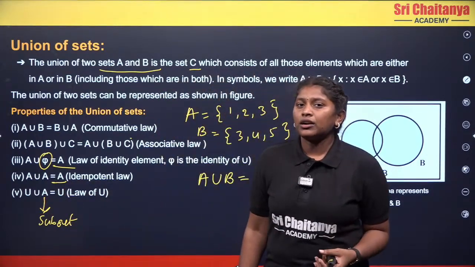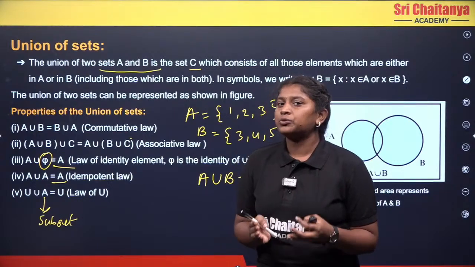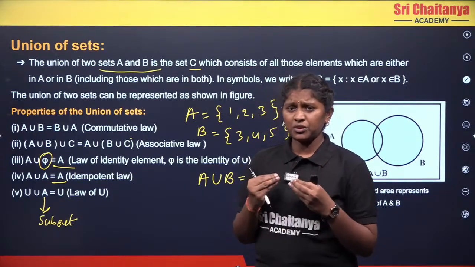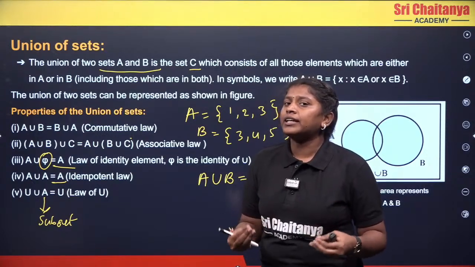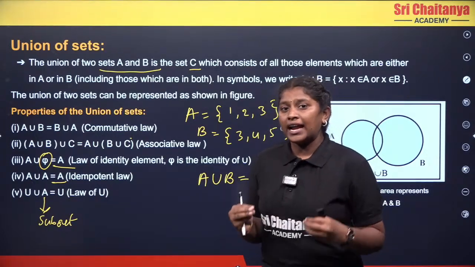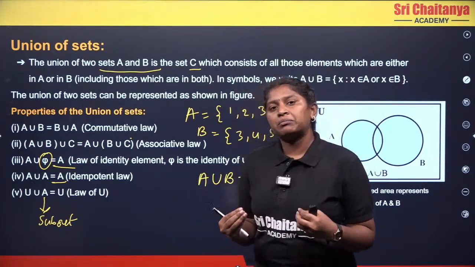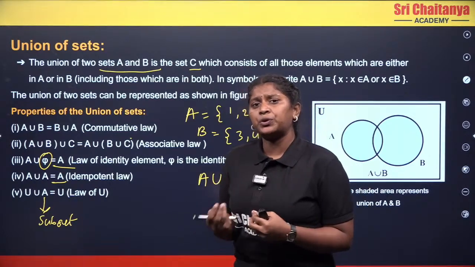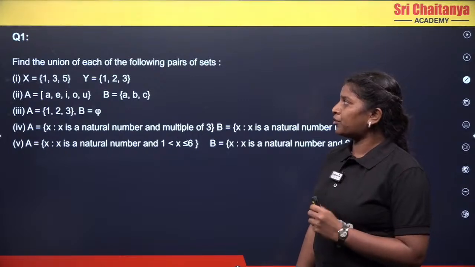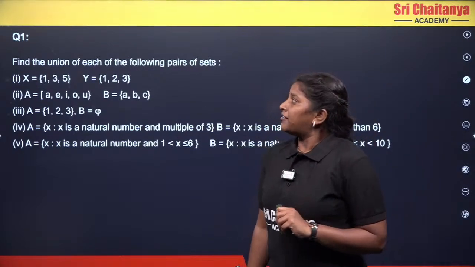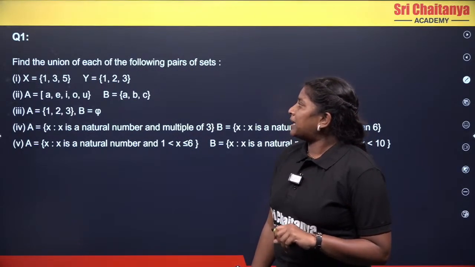So here we can simply remember that union means combining the elements of both sets and writing them in the form of a union set. Most importantly, we need to remember the properties of the union of sets. Okay, now let's solve a simple problem on the union of sets. Find the union of each of the following pairs of sets.